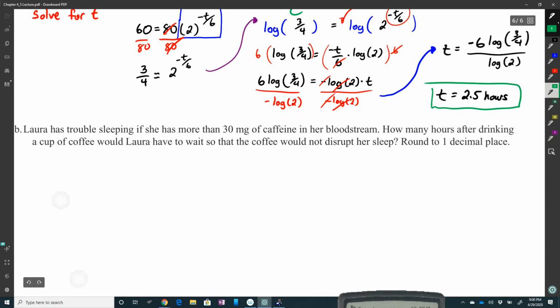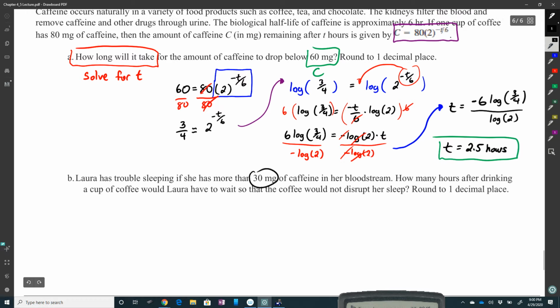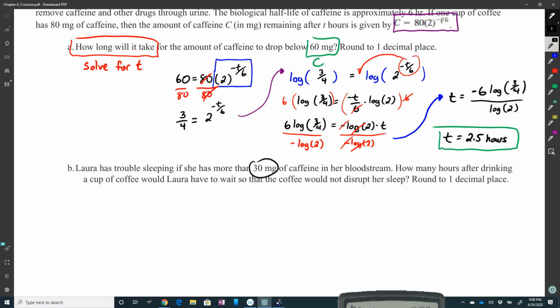Okay. Laura has trouble sleeping if she has more than 30 milligrams of caffeine in her bloodstream. So this is exactly the same thing, except now instead of 60, we're going to set it equal to 30. You know what? This is exactly the same as the previous one. So do part B on your own. All you're doing is you're setting it equal to 30, and basically do exactly what we did in part A and see what you get. I'll post the video to Canvas.